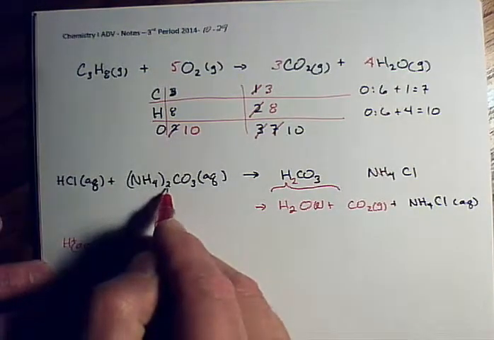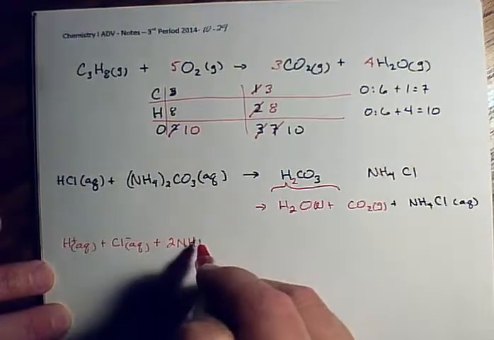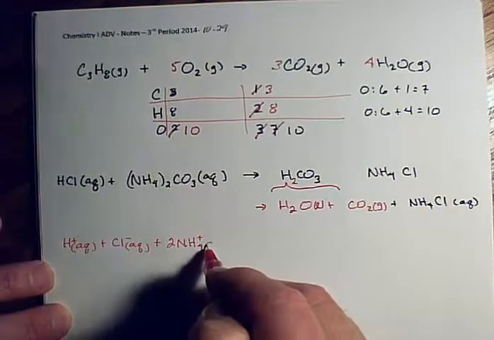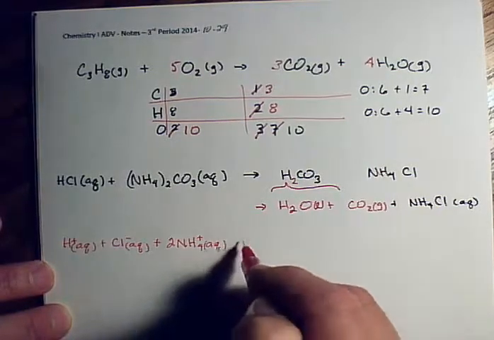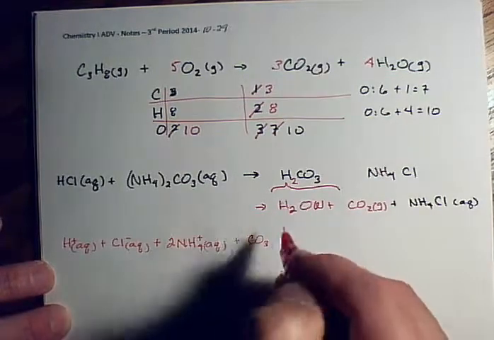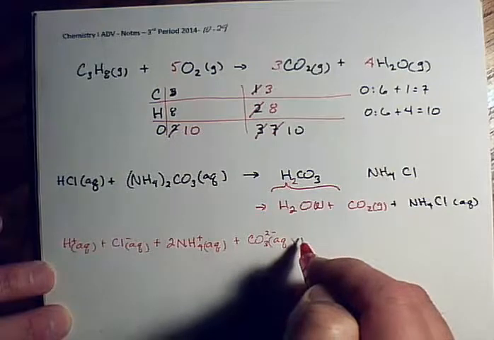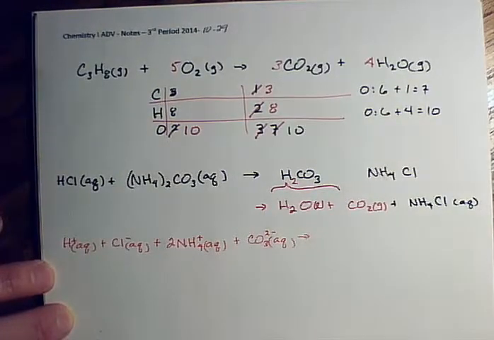So we have 2 ammoniums. This subscript 2 outside the parentheses means I have 2 ammoniums, and it's aqueous because the compound is aqueous. And we've got 1 carbonate. If you look on the common ions list, you'll see carbonate has a 2 negative charge. It's aqueous because the compound is aqueous.